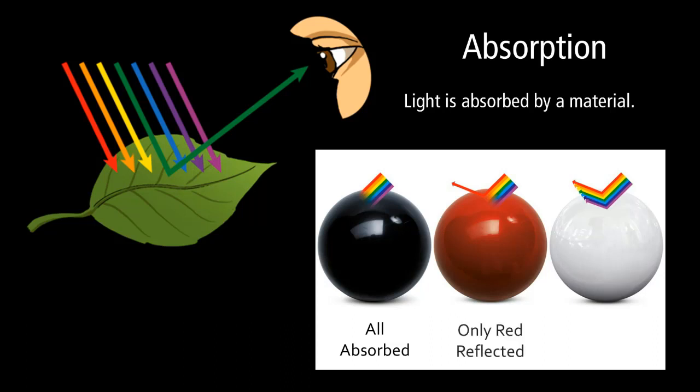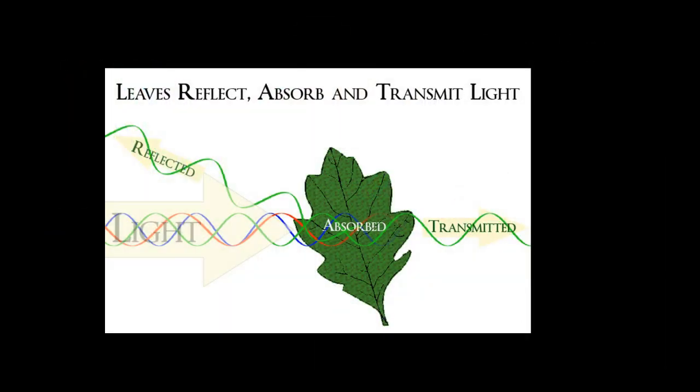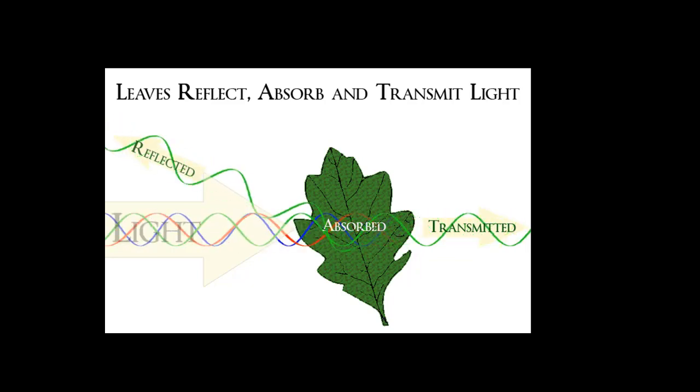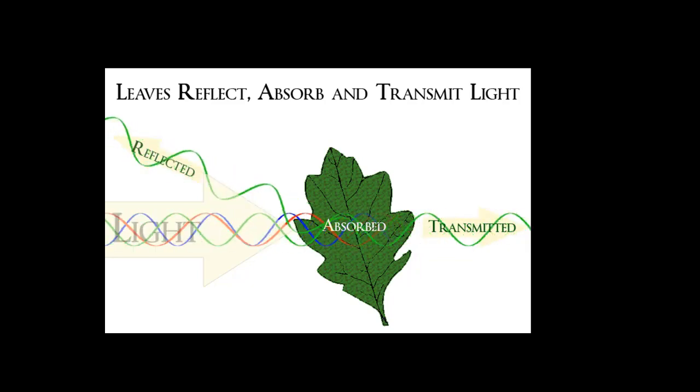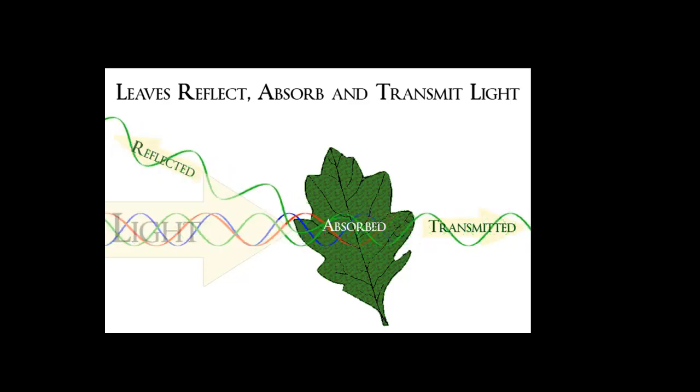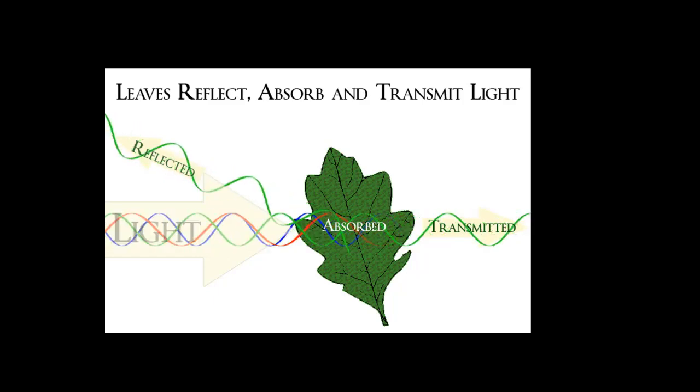And then on the right, we have a white ball, and in the white ball, all the colors are reflected. And because all of the colors are reflected in white light, we see the color white. And then finally, it's important to understand that just about nothing is completely transmitted or completely reflected or completely absorbed. There's always a little bit of all three.